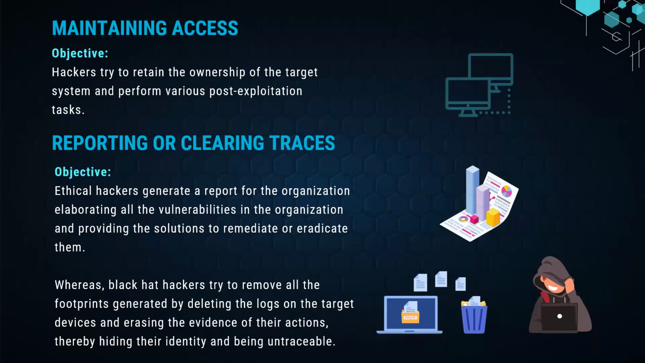And then finally, we learn reporting or clearing traces. As an ethical hacker, you learn how to generate a final report for the organization, elaborating the loopholes and the procedure, how you found them, so that they can replicate and verify those procedures. These are called POCs, proof of concepts. So we learn how to create these proofs of concept and also provide the solutions to remove those vulnerabilities once verified. On the other hand, if you're a non-ethical hacker, a cyber criminal, you would never perform reporting. What you do is clearing traces, removing the evidence of your actions by deleting the log files, etc. So we learn how hackers hide their identity and become untraceable as well.